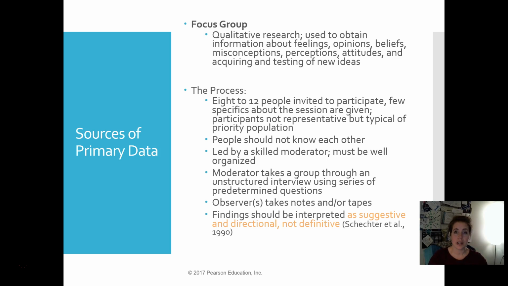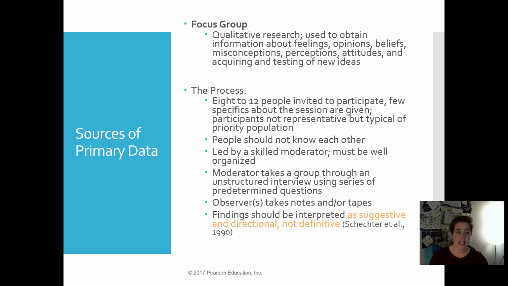People should not know each other, which can be difficult depending on the size of the community that you're working within. But ideally, they're coming from different aspects of the same community. Led by a skilled moderator. There's a skill set used in running a group, and facilitating a group, and making sure that no one is silenced in the group. So it's best if you have someone who has experience in doing that, or this is their living, moderating. Just be mindful of the cost.